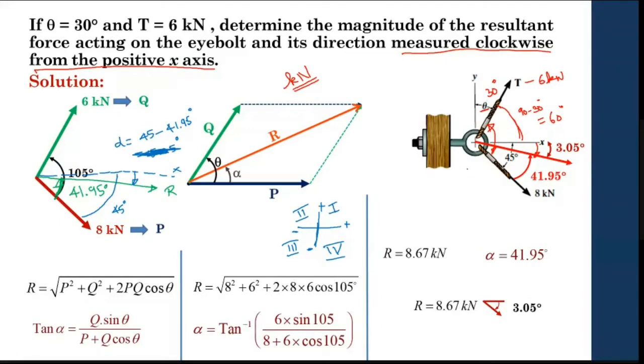So you put a plus. Whatever the resultant you are getting, you put a plus. You can see that it is in the fourth quadrant, right? You have to mention it like this. So it is in the fourth quadrant, and the angle I am measuring like this is 3.05 degrees. Right? Any doubt on this?